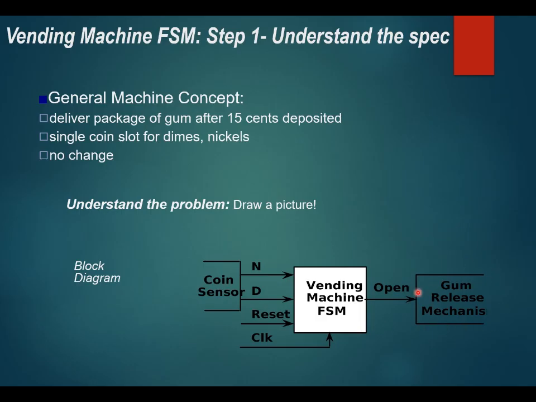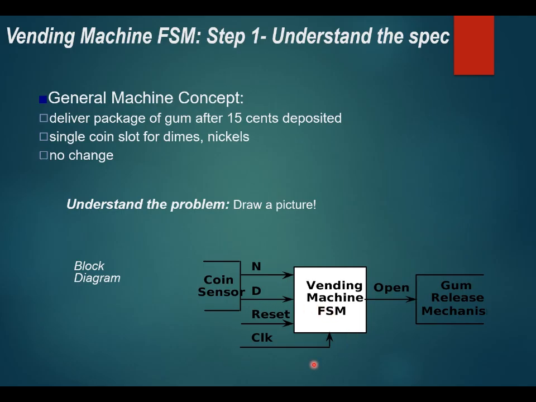And then there's a mechanical part that will decide to release the gum or not, so that will receive a signal or instruction from my vending machine to release the gum. So with the drawing, it will help a lot for you to further understand the vending machine, especially identifying the inputs and outputs needed in your design.